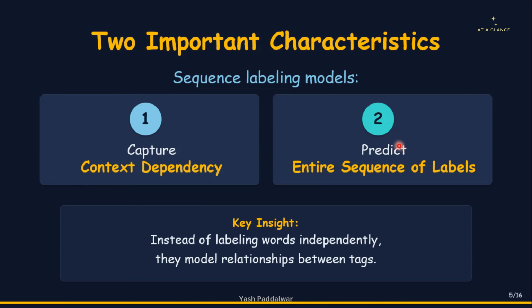Next, we have predict the entire sequence of labels. Instead of labeling the words individually, the model predicts the whole sequence of labels together. This helps to maintain grammatical consistency. For example, if a word is an adjective, the next word is likely a noun. Such rules can be followed here. So the key insight is that instead of labeling words independently, the model captures relationships between the tags. I hope you are understanding this to some extent. The two important characteristics: capture context dependency and predict the entire sequence of labels. I hope it is clear.